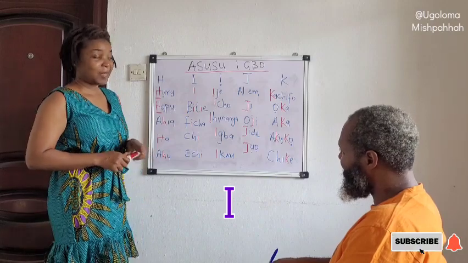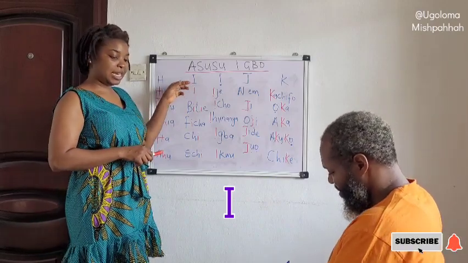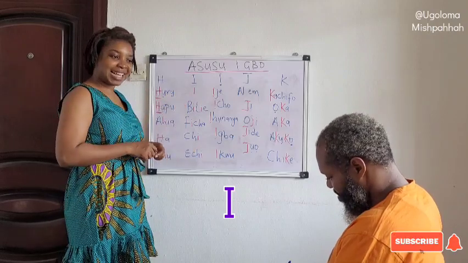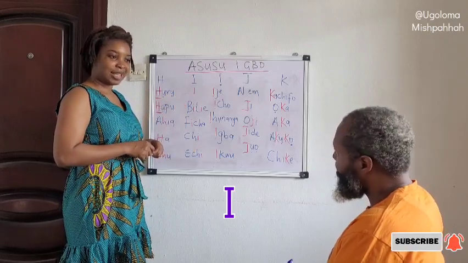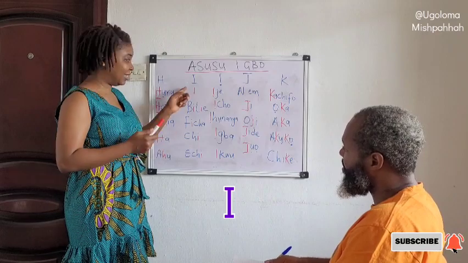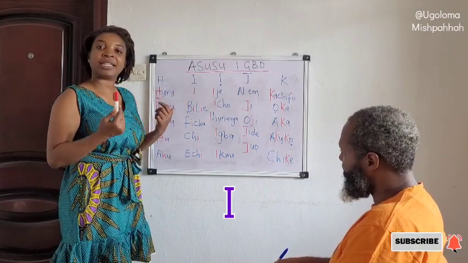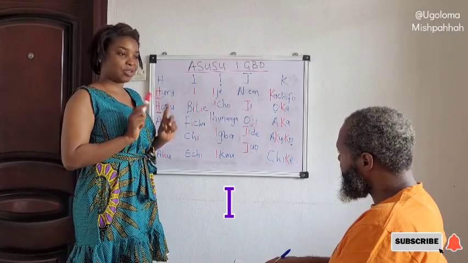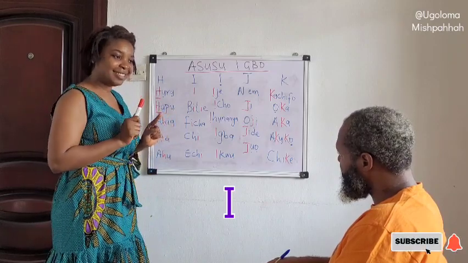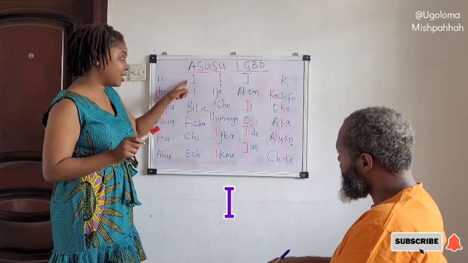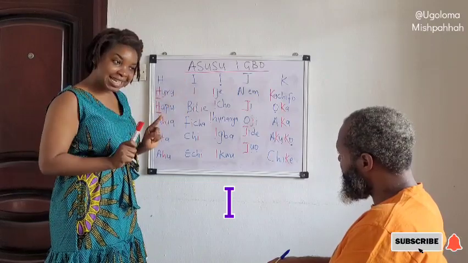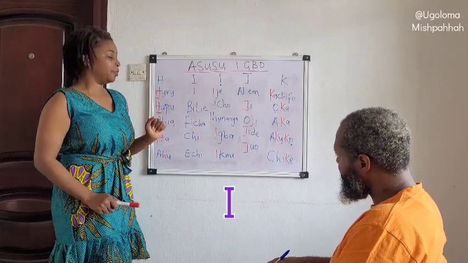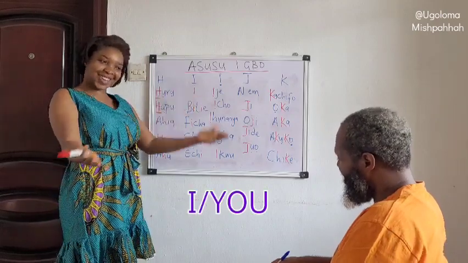E. This is a vowel. In English language, you have E as what? I. In English, this is I, right? Yeah. But in Igbo language, it is called E. It's not I. It's E. Okay? So whenever you see this, call it what? E. Don't call it I. It's not I. It's E. Ready? Number one. E. Correct.